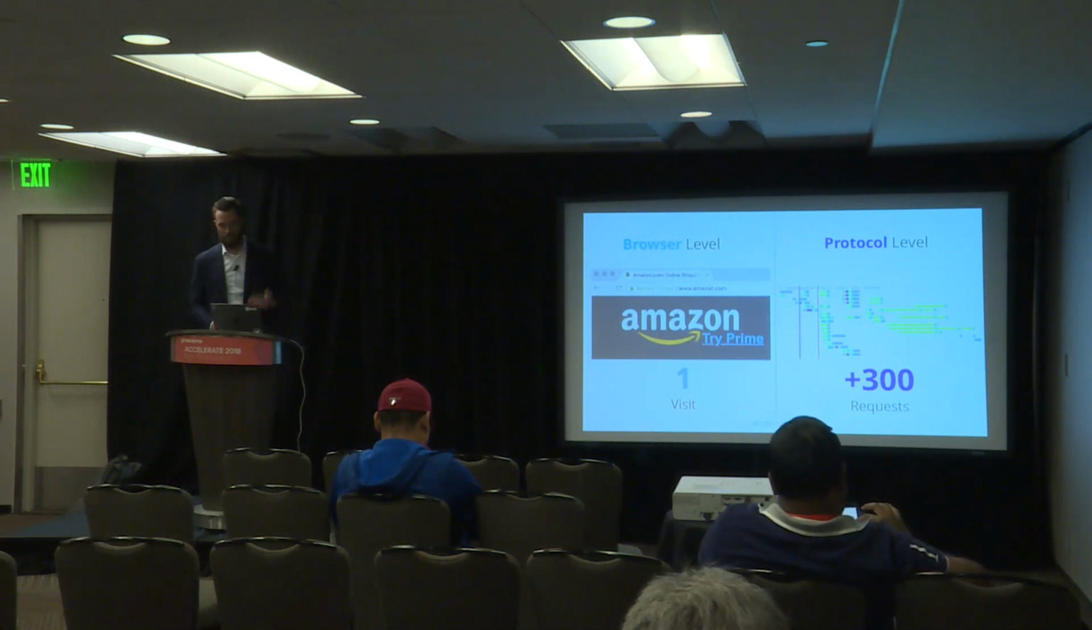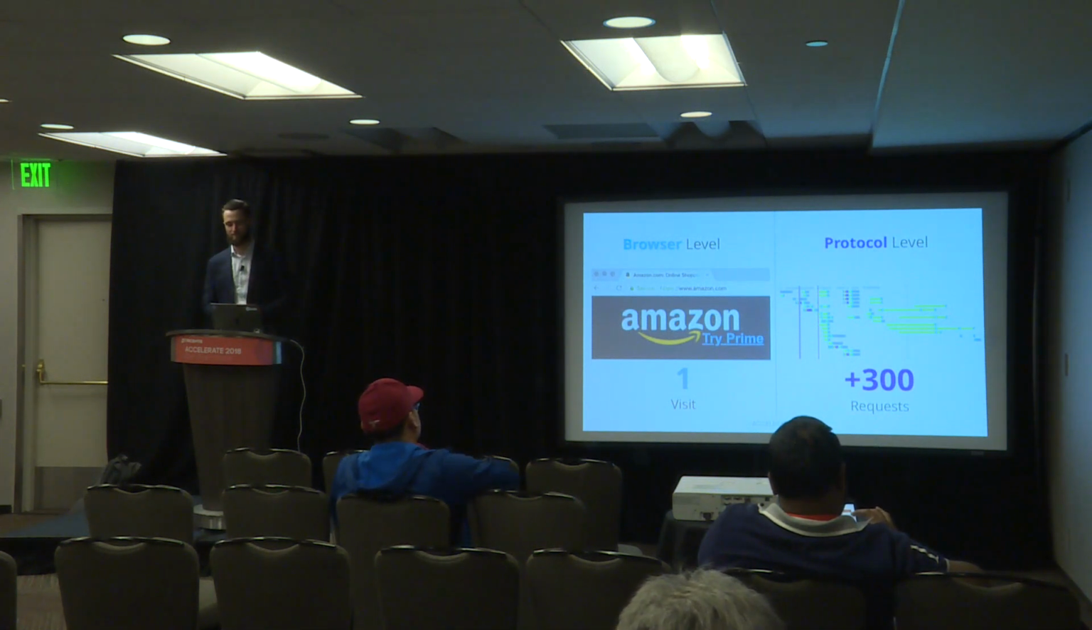So in our case, one visit to Amazon is making 300 requests. If it was a single page application, we might be looking at, you click a link or you fill in a form and it makes a network request for creating an order or updating a user account or something like that.